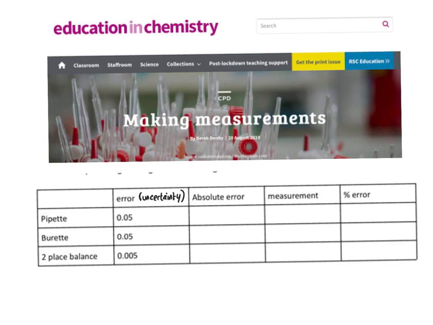In this short video, we're going to look at those terms that sometimes confuse some of you. So we're going to be investigating the difference between error, precision and accuracy.